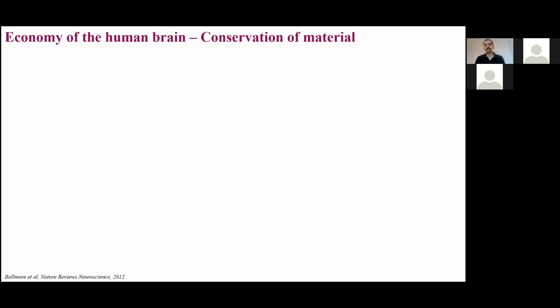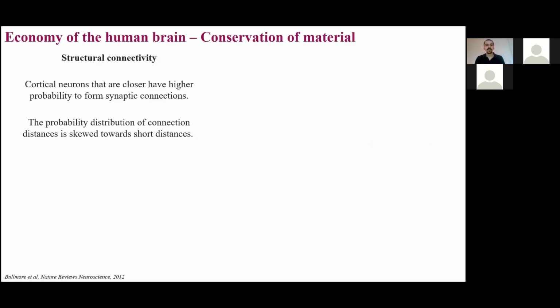So first, let's look at the conservation of material in a bit more detail. Many studies have shown, in the framework of structural connectivity, that cortical neurons that are close to each other have a higher probability of forming synaptic connections between each other. Also, if you look at the whole brain and at the connection distances, you would see that the distribution of connection distances is skewed towards short distances.